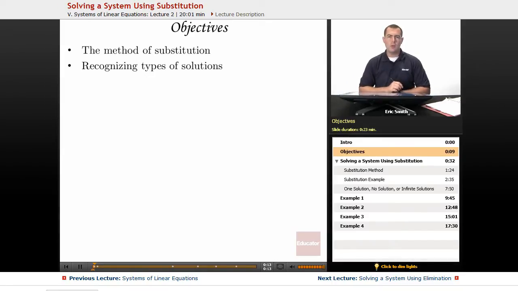So really, what we want to focus on is how we use this substitution method in order to find solutions, and I'll really walk you through that process. We'll also keep in mind that since sometimes there is no solution or there's an infinite amount of solutions, how we can recognize those cases when using the substitution method.